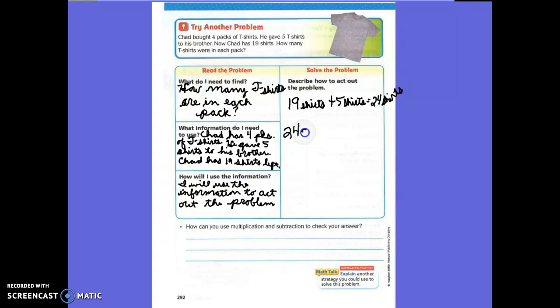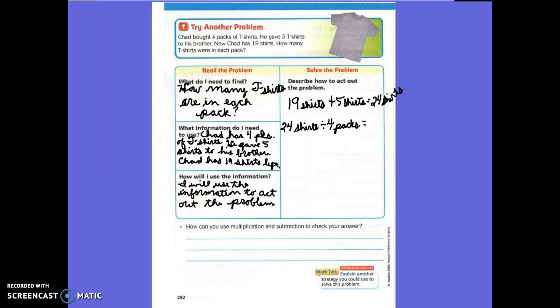24 shirts. Now we know the total, but what else do we know now? We have to see how many shirts are in 4 packs. So we're splitting the shirts among 4 packs, which means that you are going to what? Divide. 24 shirts divided by 4 packs. You forgot to write that. Okay, I'll fix it. Equals 24 shirts divided by 4 packs.